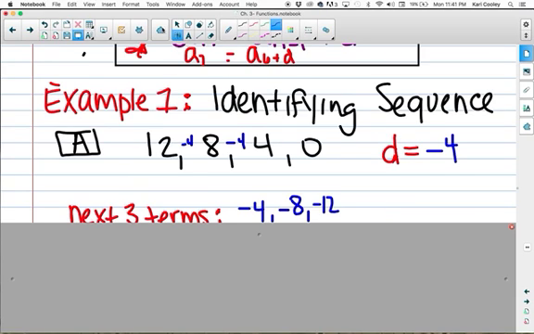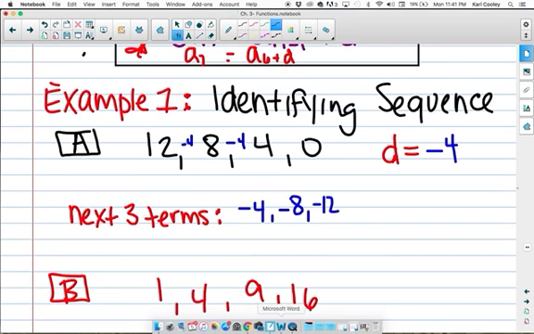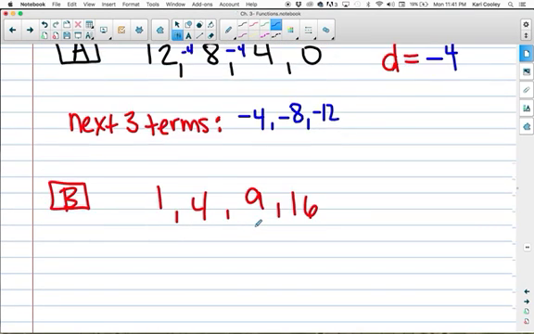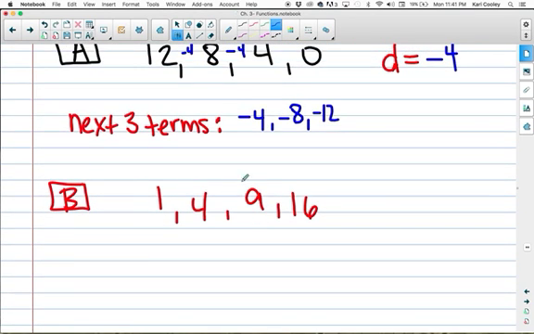Okay. This next example: 1, 4, 9, and 16. We want to have a kind of conversation about this one. The thought is, is there an arithmetic sequence? Can I use the prior number in front of it to create the next term?